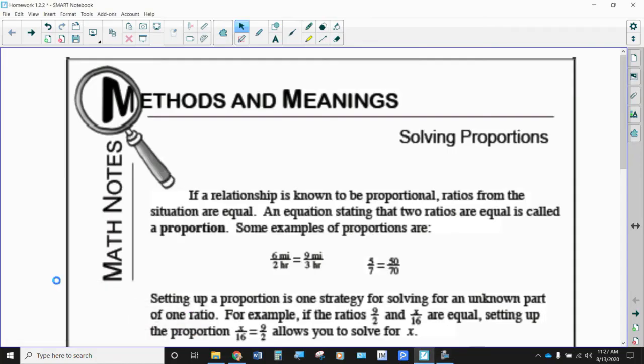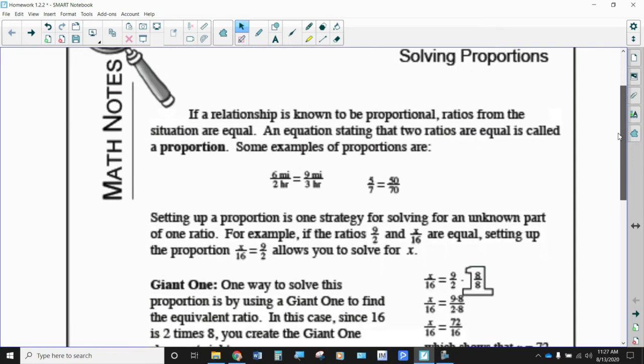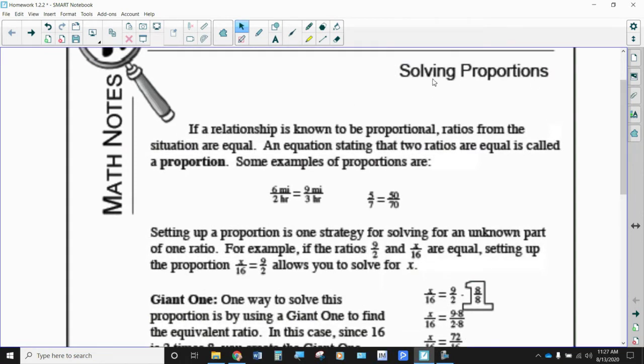Alrighty, let's check homework. This is the homework for the last lesson of Chapter 1, 1.2.2. And the M&Ms for this particular homework have to do with strategies for solving proportions. So once you realize that a problem that is presented is proportional in nature, then there are some strategies that you can use to solve those problems.